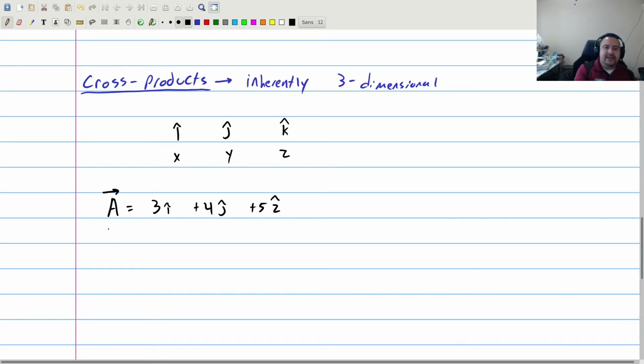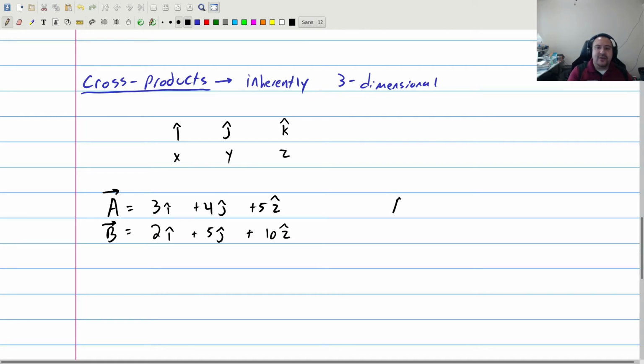And maybe your second vector, B vector, is going to be equal to 2i hat plus 5j hat plus 10z hat. Okay, you could see we've already shown you how to do a dot product on these, and it would actually be pretty straightforward even with the three-dimensional.